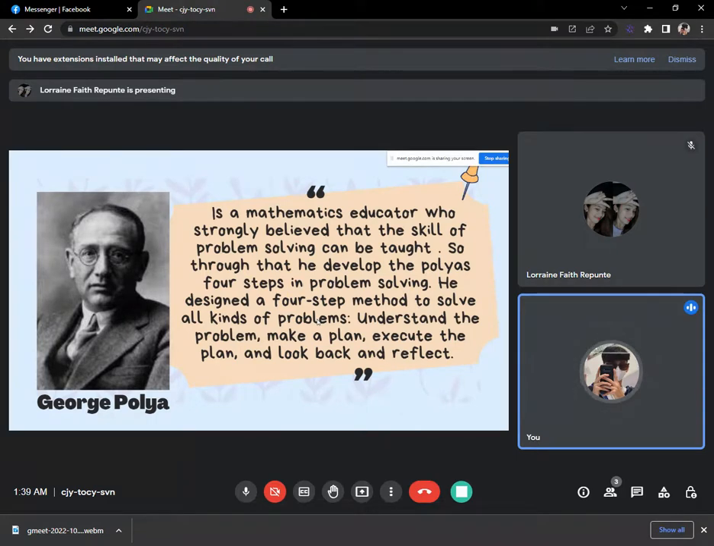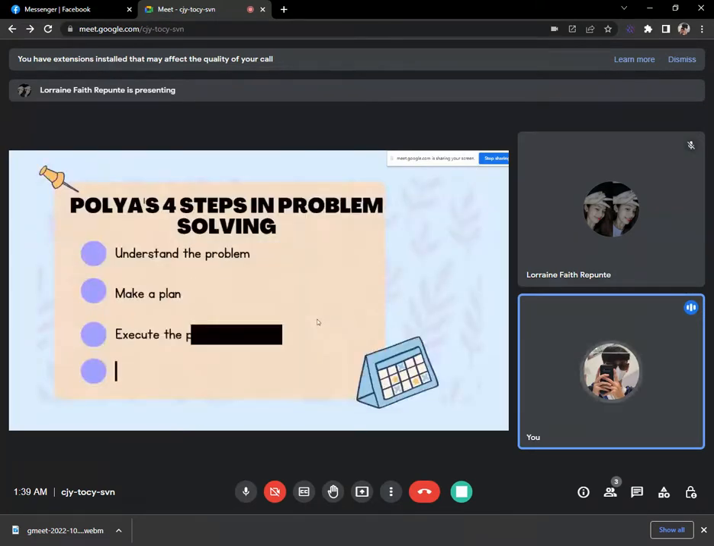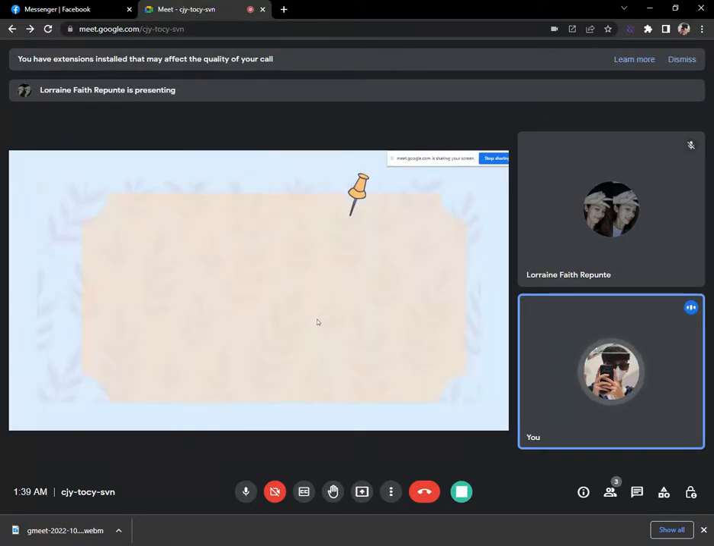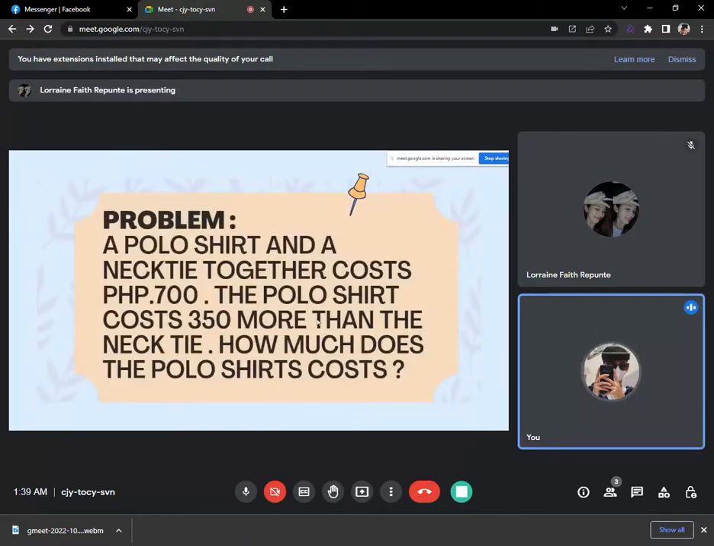Now, let's proceed to our main topic. Let's solve the illustrative example using Polya's 4 steps of problem solving. Our illustrative example is: a polo shirt and a necktie together cost 700 pesos. The polo shirt costs 350 more than the necktie. How much does the polo shirt cost? For us to solve the problem given to us, we are going to follow the 4 steps developed by Polya.